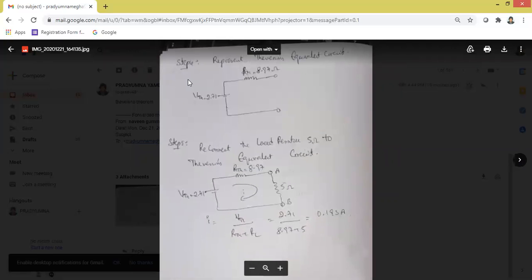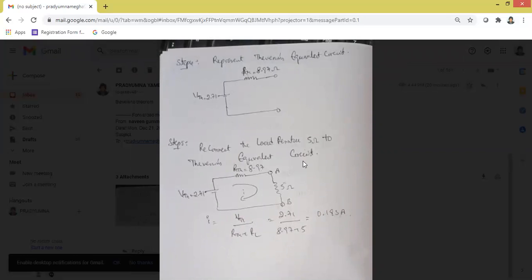So here comes the step 4. Represent Thevenin's equivalent circuit. The Thevenin's equivalent circuit is a voltage source with a series resistor, Thevenin's voltage with RTH resistance. And stepwise, reconnect the load resistor to the Thevenin's equivalent circuit. In step 1, we have removed the load resistor. Now we are reconnecting it. The load resistor 5 ohms is reconnected to the Thevenin's equivalent circuit between the terminals A and B.